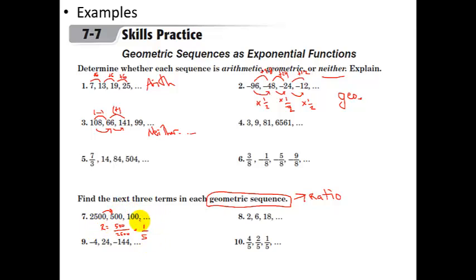So to get the next term, we multiply 100 times 1/5, and that's going to give you 20. Then we multiply 20 by 1/5, and that's going to give you 4. Then we multiply 4 by 1/5, and that's going to give you 4/5. Okay, and it will just keep going forever. Likewise for these other sequences, first find the ratio, and then multiply each term by the ratio to move on and find the next term in the sequence. And that's pretty much it for this section. I hope it was clear and concise, and we'll do more examples in class.